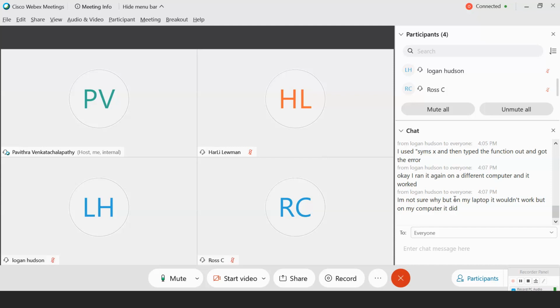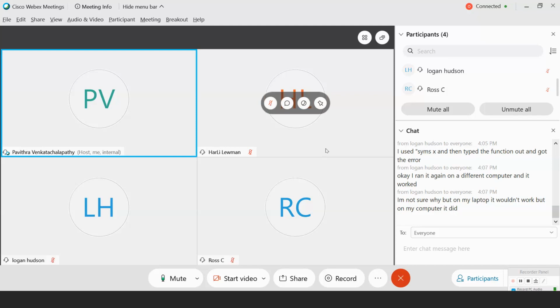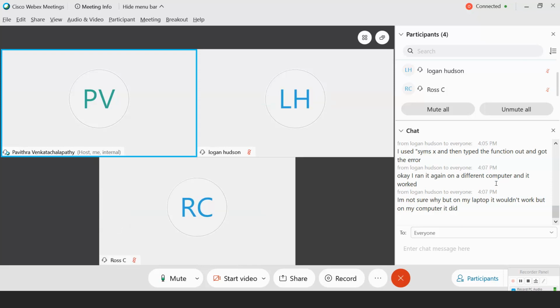Yeah, MATLAB doesn't work sometimes on my laptop. I also face that problem. So during that time, you have to close the entire MATLAB and then retype the code. Or just save it once and then open it again. Close and open. So that will work. Any other questions?